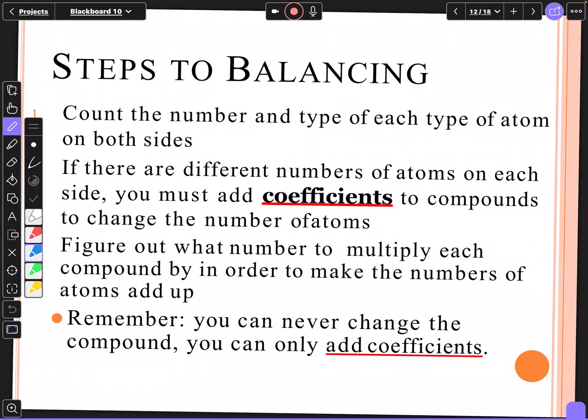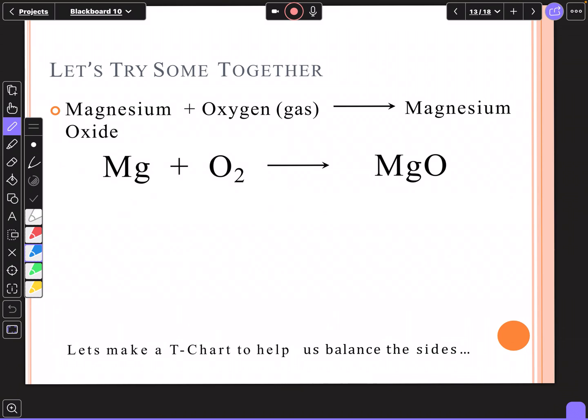So the steps to balancing: you're going to count the number of each atom on both sides. If there are a different number of atoms on each side, you must add coefficients to compounds to change the number of atoms. Figure out what number to multiply each compound by in order to make the numbers of atoms add up. And remember, you can never change the compound, you can only add coefficients. So some of you probably did this before in middle school, and some of you this might be new to you.